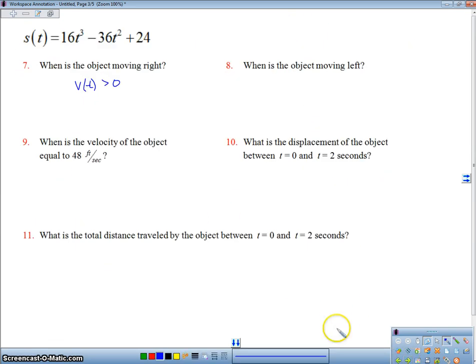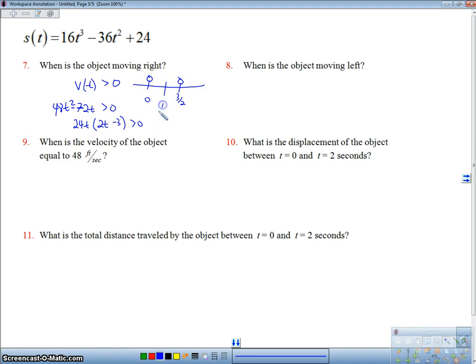We found our velocity function was 48t squared minus 72t is going to be greater than 0. So we're going to solve this: 24t times (2t minus 3), and we want that to be greater than 0, so we need to do a little number line here. We're going to have 0, and 3 halves, or 1.5. This is where it's going to be 0.